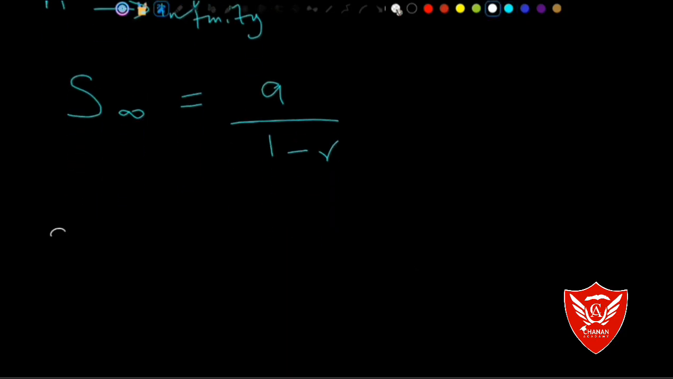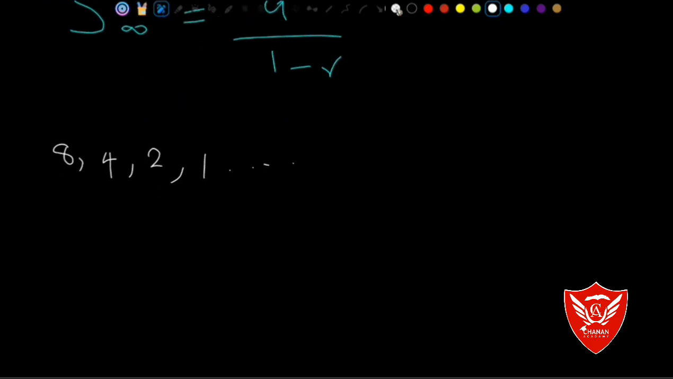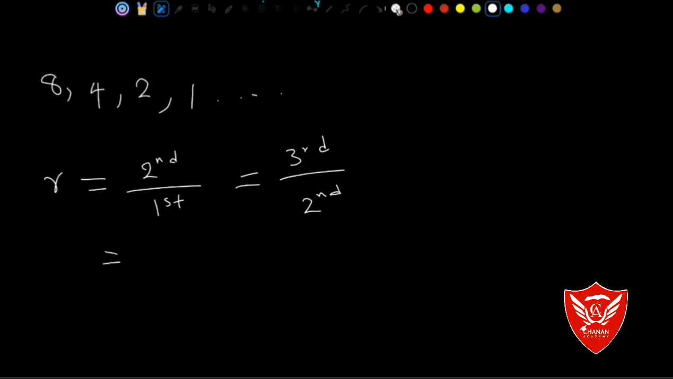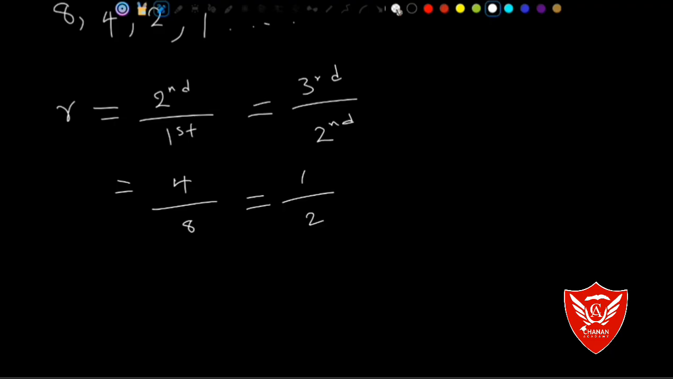Now, let's take for example the sequence 8, 4, 2, 1. The common ratio of this sequence is the second term divided by the first term, which is also equal to the third term divided by the second term. So the second term divided by the first term is 4 divided by 8, and this is 1 over 2. Now, 1 over 2 is greater than minus 1 but less than 1. The sum of this type of sequence is the sum to infinity.